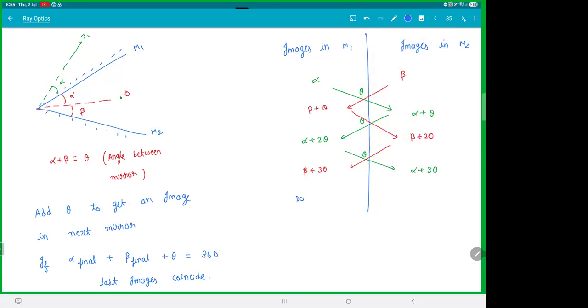So we get finally you'll get some alpha final here and beta final here. So do this till 180 degrees on either both sides. Now, after getting this, then we will do alpha final plus beta final plus theta. If it is 360, images coincide. Roughly got the process. Let me take some numbers. You will understand this more easily.